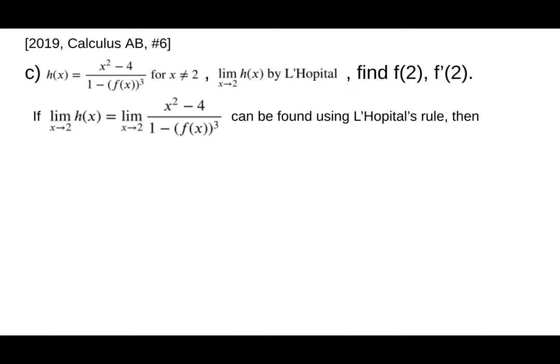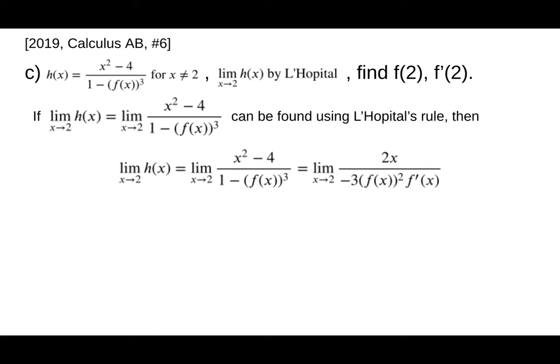Next, if the limit as x approaches 2 of h of x is equal to the limit as x approaches 2 of x squared minus 4 over 1 minus f of x cubed, if we know that that can be found using L'Hopital's rule, then the limit as x approaches 2 of h of x is the limit as x approaches 2 of x squared minus 4 over 1 minus f of x cubed, which is equal to the limit as x approaches 2 of the ratio of their derivatives, which would be 2x over negative 3f of x squared times f prime of x.